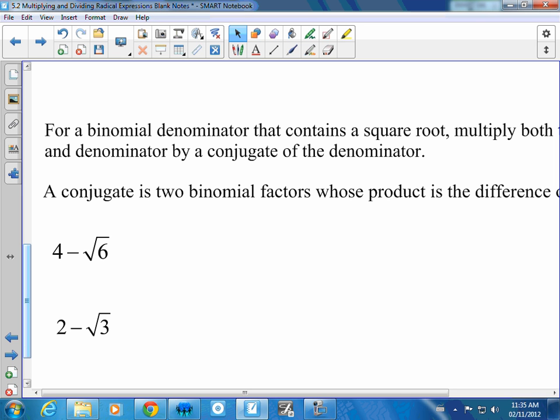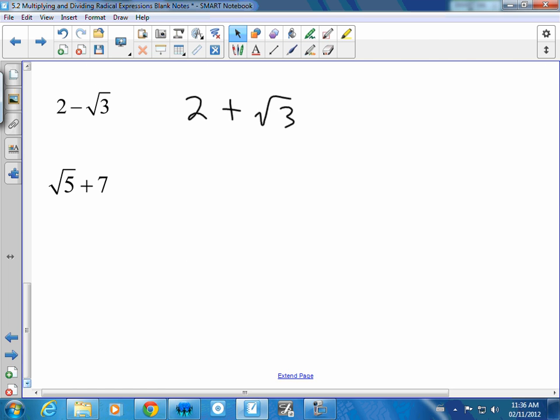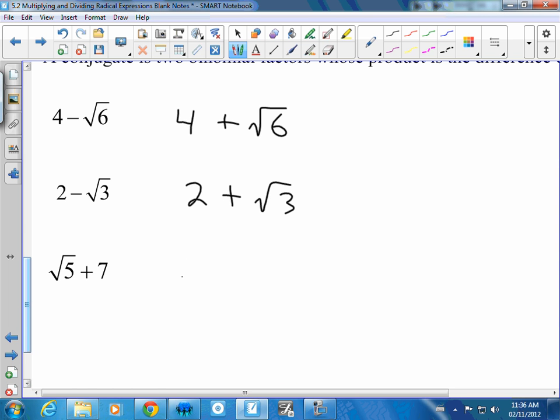You have a 4 and a root of 6. So what would the conjugate be? 4 and a root of 6, and the only thing is it'd be a positive. That's the conjugate. If you multiply these two things together, would the two center terms cancel out? Yes, they would. That's what we want, because that's where the radicals are. Now we have a 2 and a root of 3. This one's negative, so it's now a plus. That's the conjugate. No, we're not done yet. I'm leading you to the next step. We have a root of 5 and a 7, so it's a root of 5 and a 7, and the difference would be, that's a positive, this would be negative. That's the conjugate.